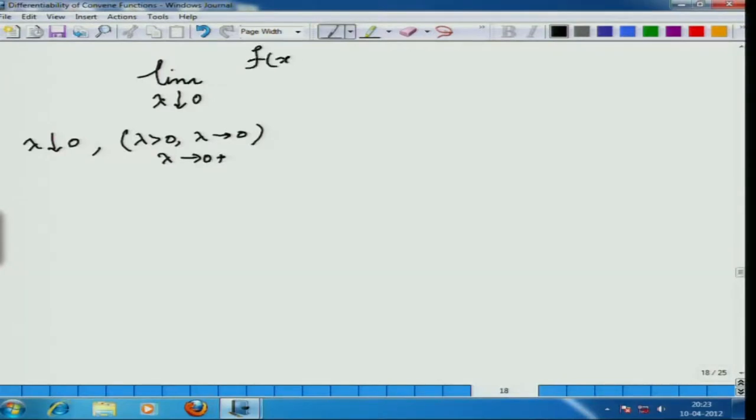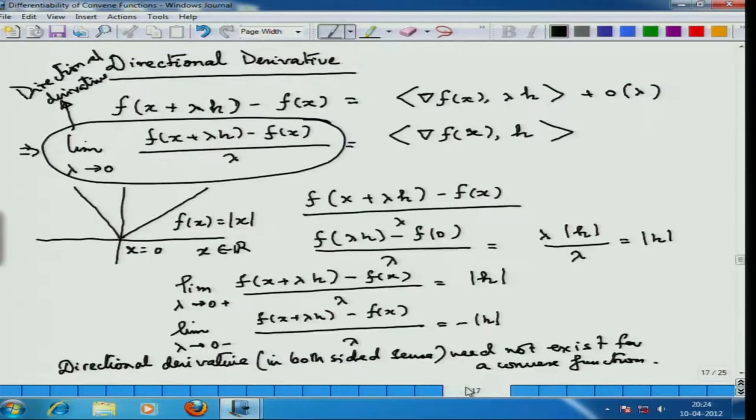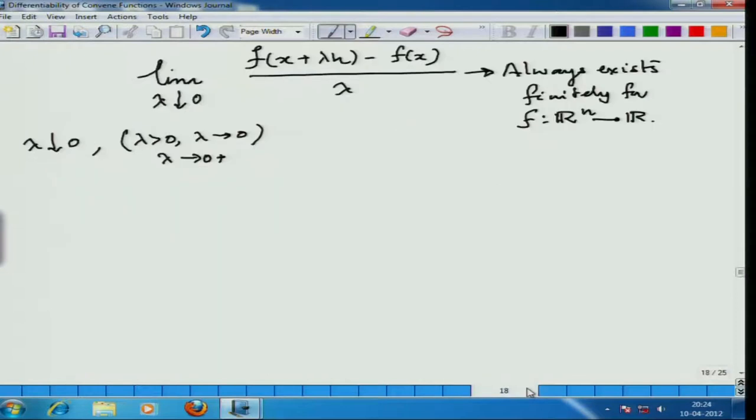So, if f is a convex function from Rn to R, then this one sided limit always exists finitely. Now, if this limit exists finitely, so what? How does it link with the subgradient? Can you give me a formula like this for the differentiable case? Is subgradient related to it in this way? Let us figure it out.